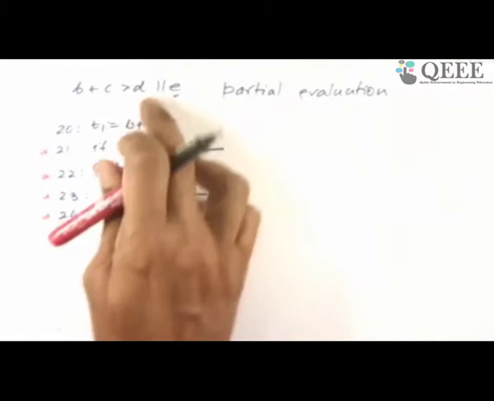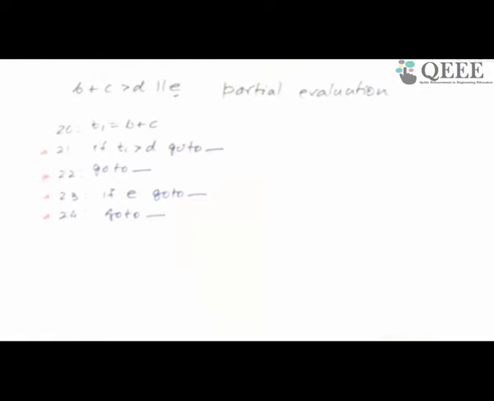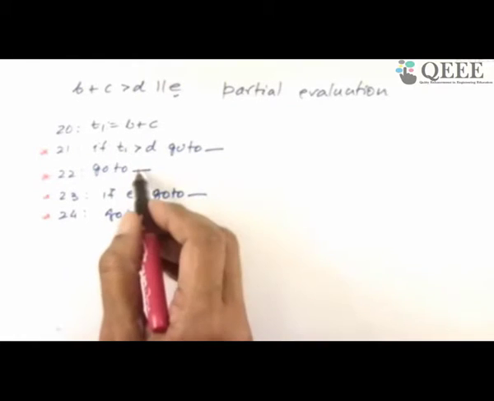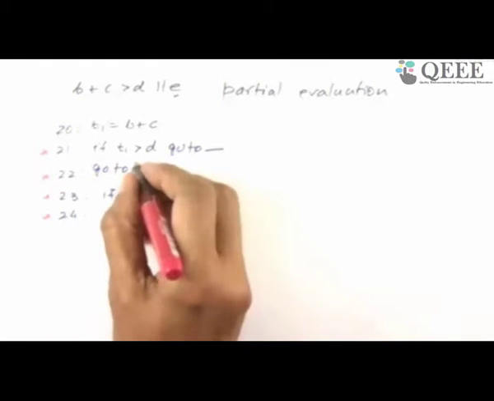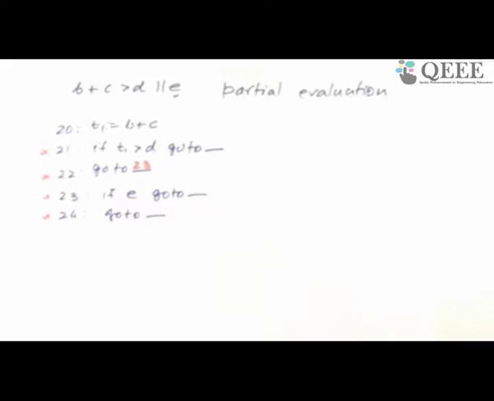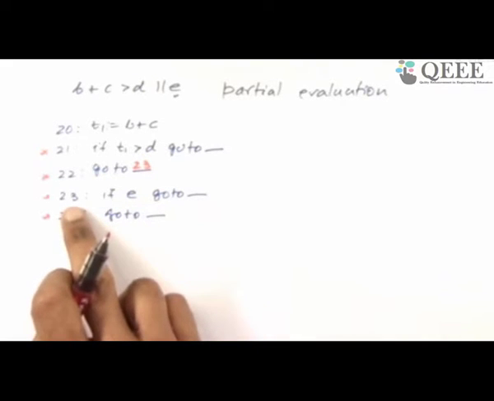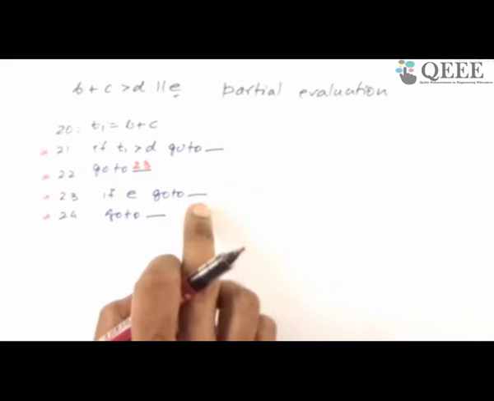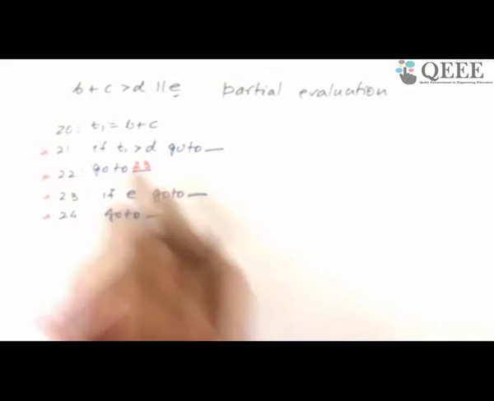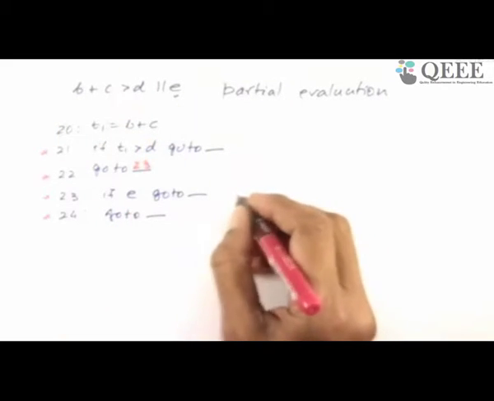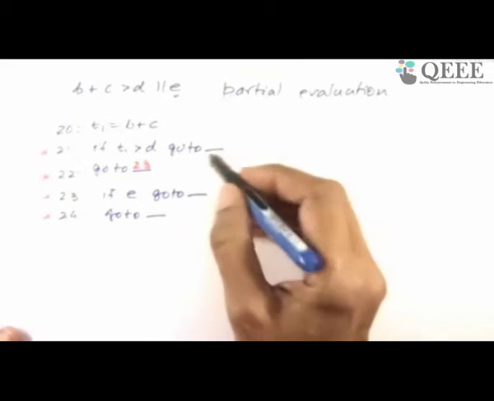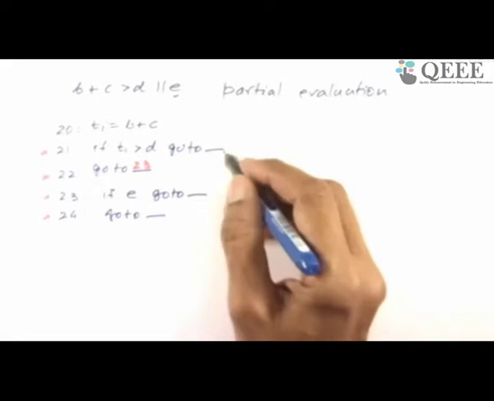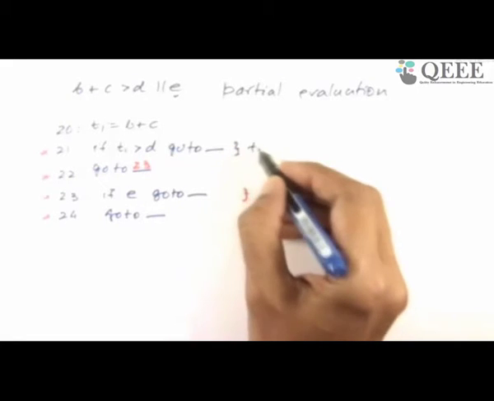Now I have to connect with an OR. Since it is to be connected with an OR, now we know that if this statement is false, then I had better go and do this. So I'll put go to 23 here. So it will go and evaluate the second. Now observe, if the control reaches if E go to something, at this point the entire expression is true. Right? If you hit here, if T1 is greater than D, here also the expression is true. But here the expression is false.